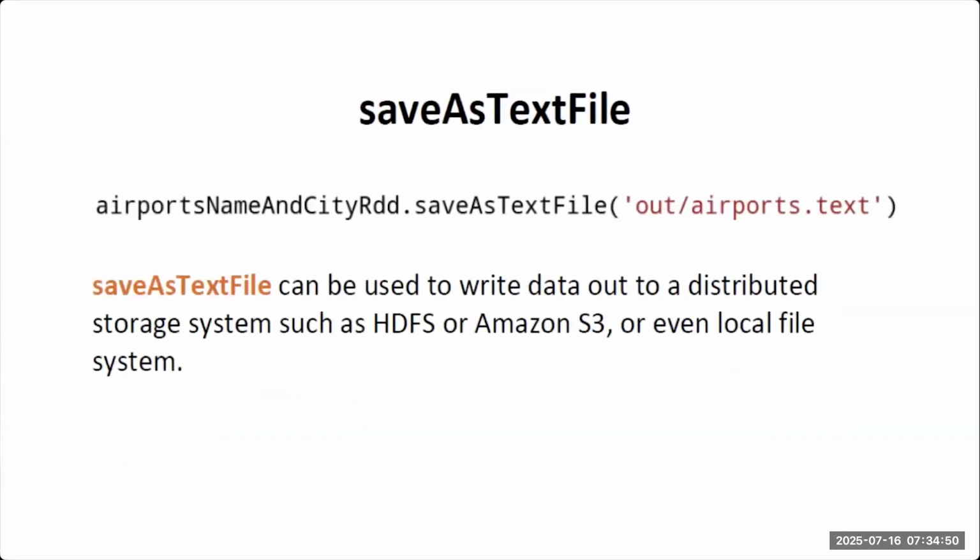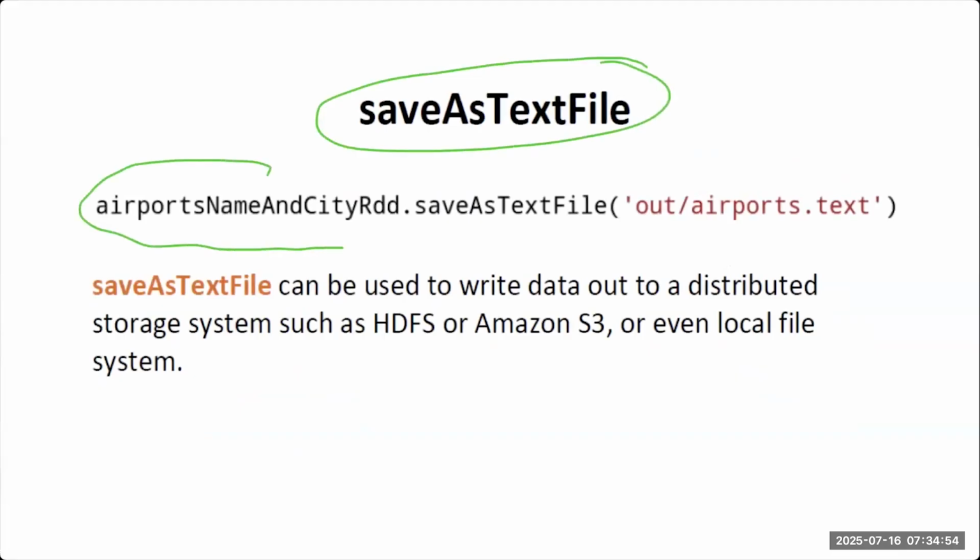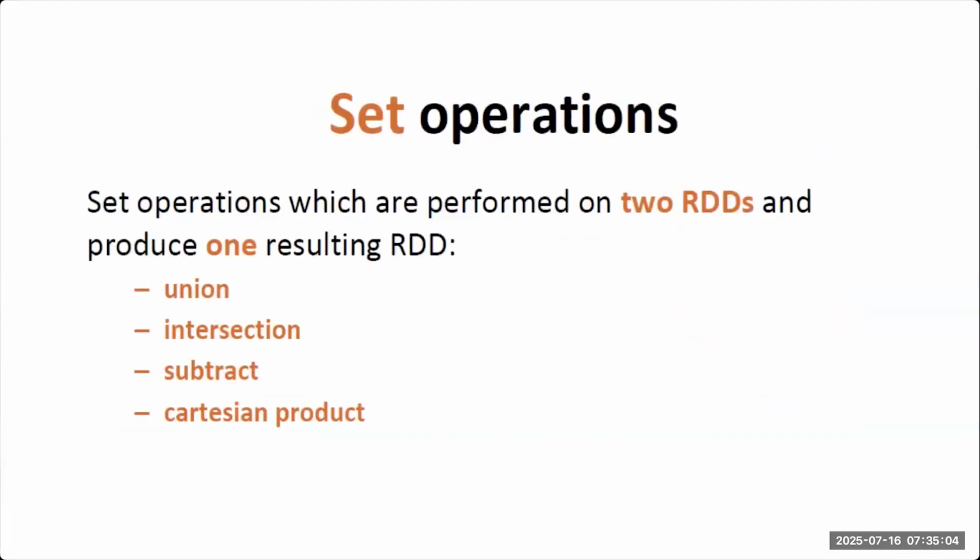Count by value, these are also actions. Save as text file, this is also an action. Let's suppose that you created some RDD and you want to save it somewhere. So you can use save as text file, you give the path, and it will save it. This is also a kind of action. Reduce is also an action. We're not looking at these things in detail.